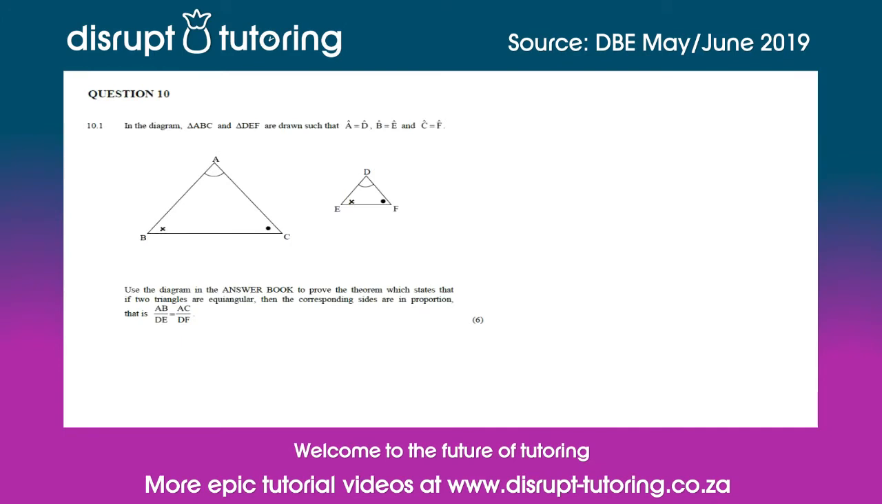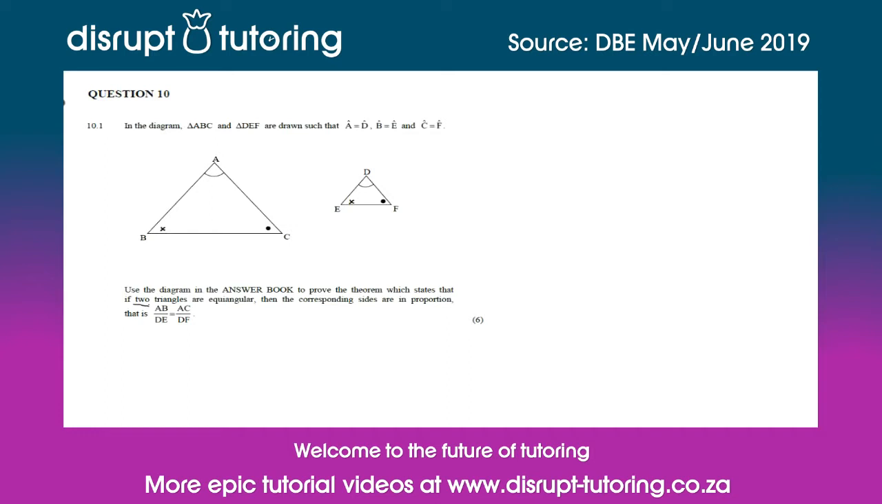We are now on question 10 of the DBE Math Paper 2, 2019, which is a Euclidean geometry question. Question 10.1 gives us a diagram with triangle ABC and triangle DEF, in such a way that angle A and angle D are equal, B is equal to E, and C is equal to F. They're saying use this diagram to prove the theorem which states that two triangles are equiangular.